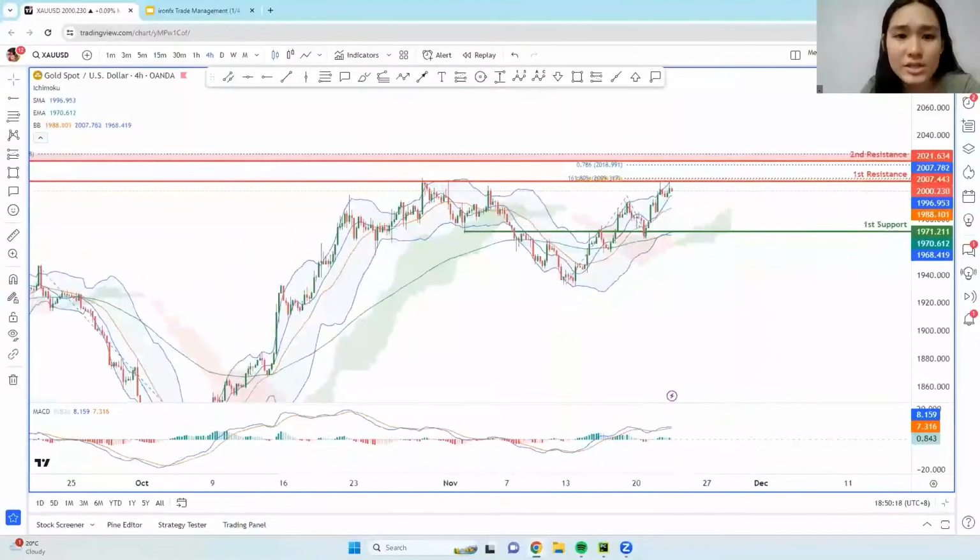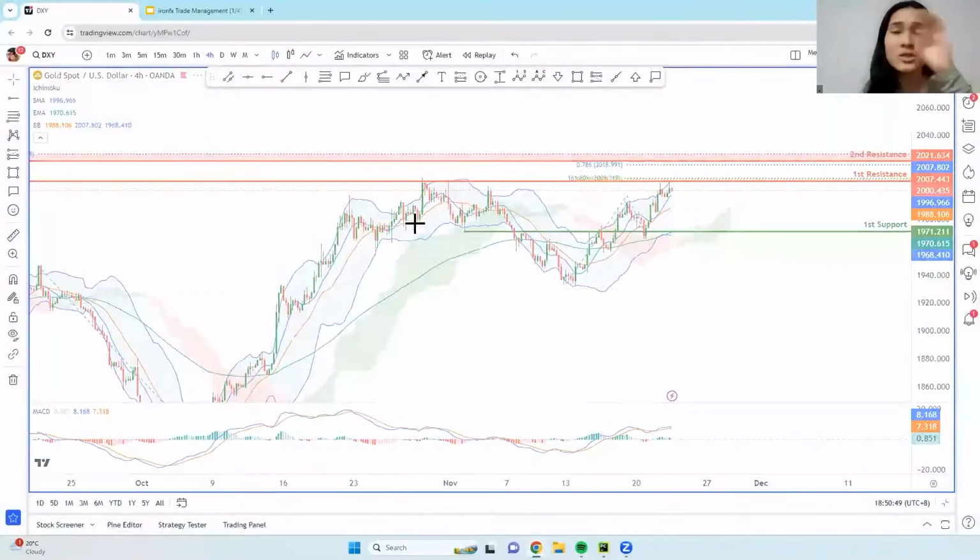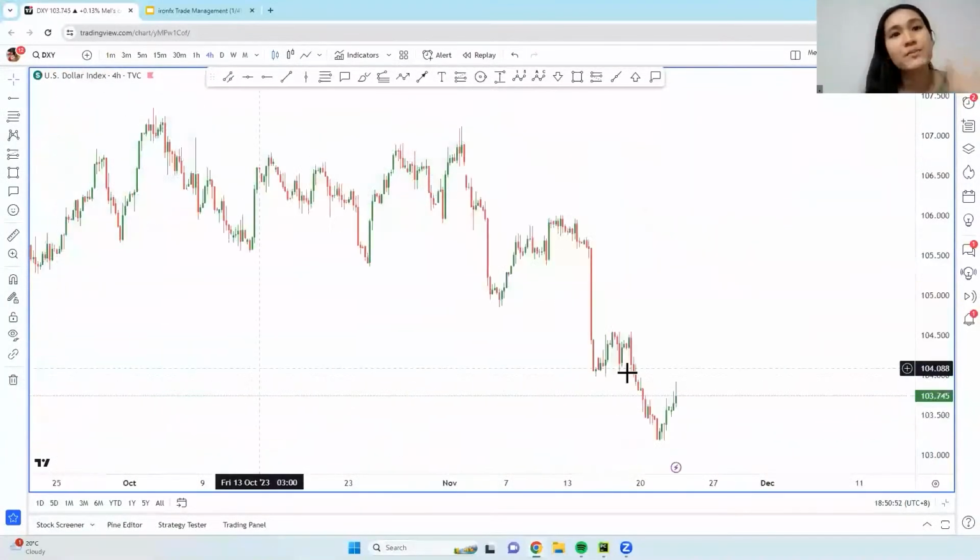Do you guys have any questions or anything else you'd like me to go through? Yeah, I can go through one more. We can do DXY really quickly. So this will be our last chart for today.